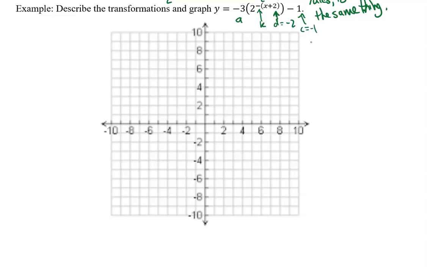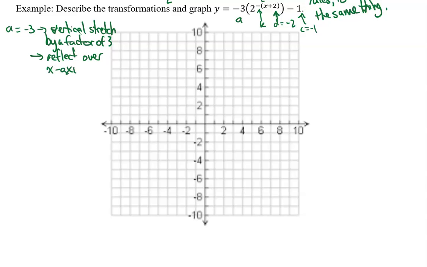So let's describe the transformations and graph this. We said the a value is negative 3. What's that going to do? It's going to do a vertical stretch by a factor of 3. And we also know it's going to flip it or reflect it over the x-axis. It would be really good of you to stop the video here if you think you have a good grasp on this, and try this out yourself and then check the answer after you've done this yourself. It's better for you to just try it out yourself than just watch me do it. So I encourage you, pause the video, give it a go.